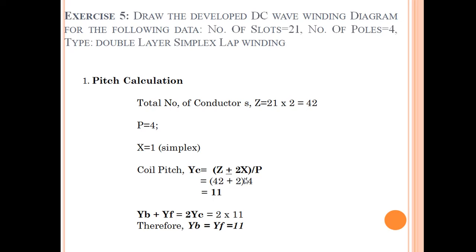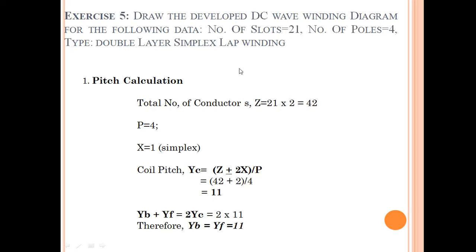So for that I will be taking one new example here. In this exercise we need to draw the DC wave winding diagram for the following data. The data are: number of slots is 21, number of poles is 4, and double layer simplex lap winding. As it's a double layer, M is equal to 2, and it is simplex lap winding, therefore X value is equal to 1. And obviously it is progressive. The data does not say whether it is progressive or retrogressive. If no data is given related to that, you can consider it as a progressive winding.